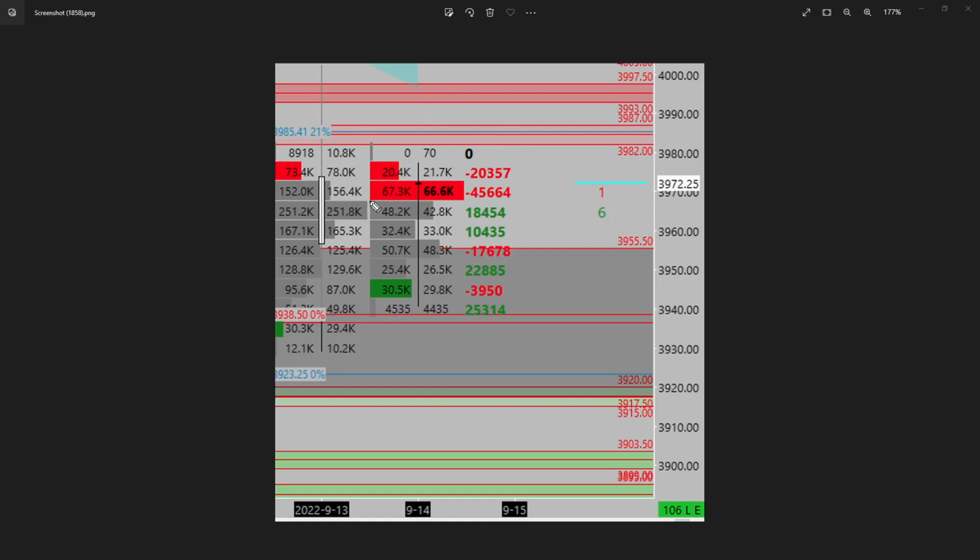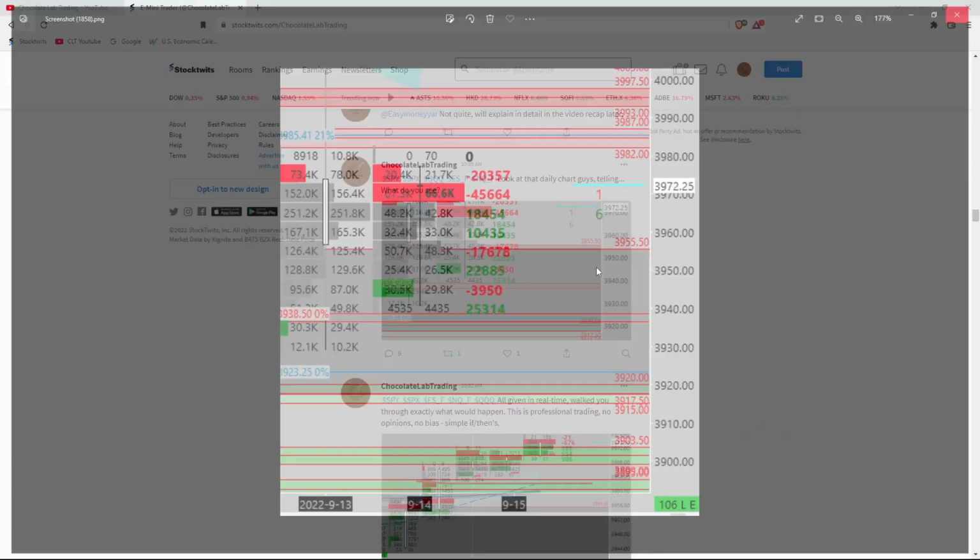We have the P-shaped distribution. We have exhaustion on the tape. We need all this. We need confluence. We're not taking trades just because the TPO says something or just because the tape is saying something. We need to see it in valid locations and confluence between all of our tools for the least amount of risk.